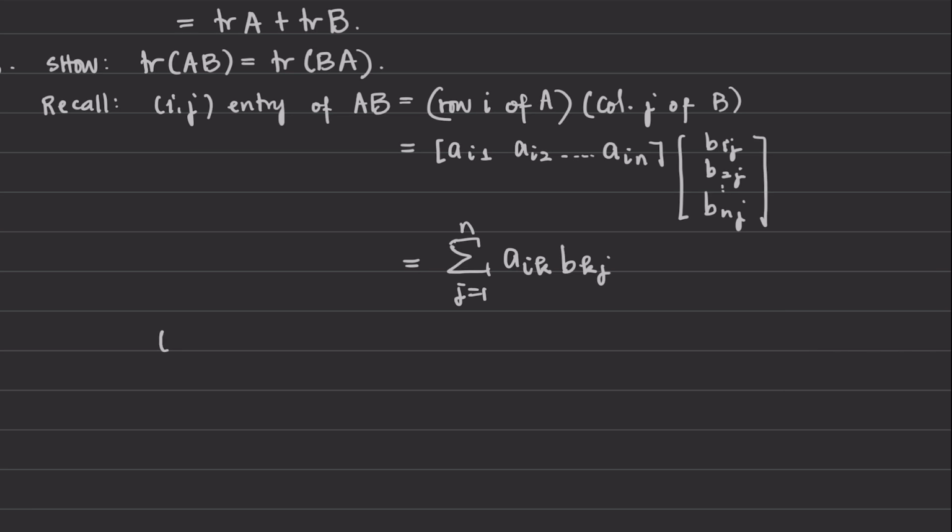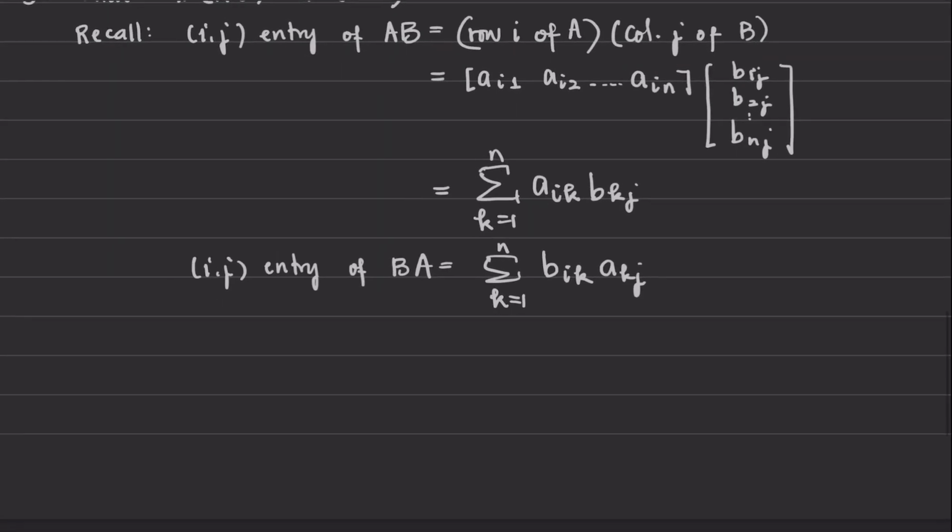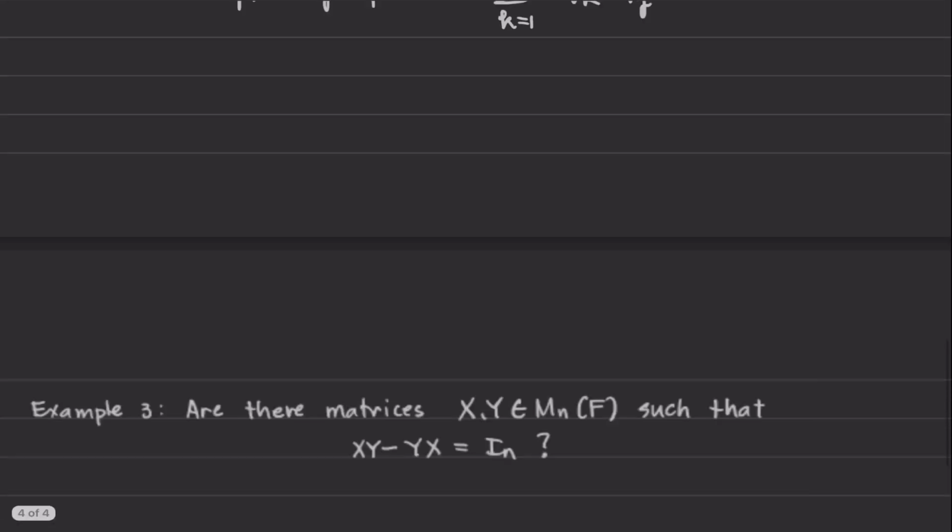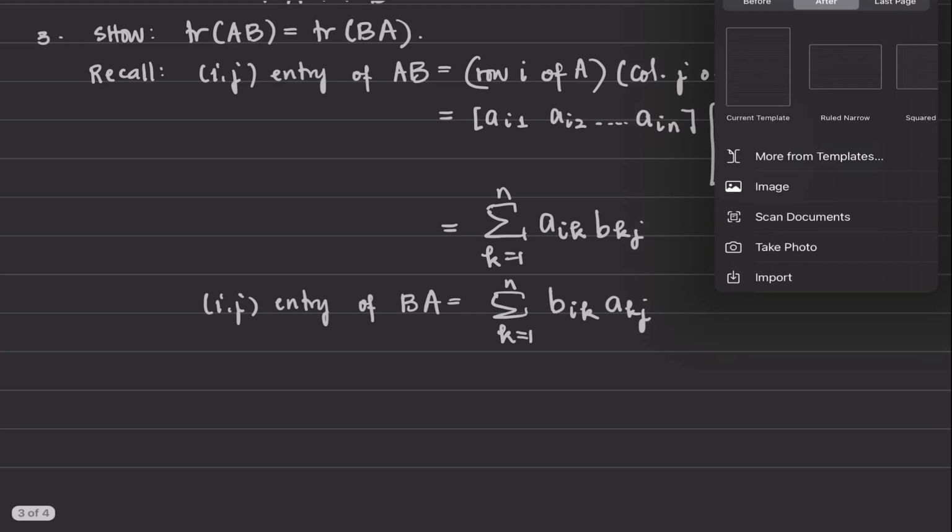And you can also do that for the ij entry of BA. Sorry, this is k; k is the index of summation. You just swap the roles of A and B. So it becomes B_ik A_kj, k from 1 up to n. Okay? We need an additional page, I think.